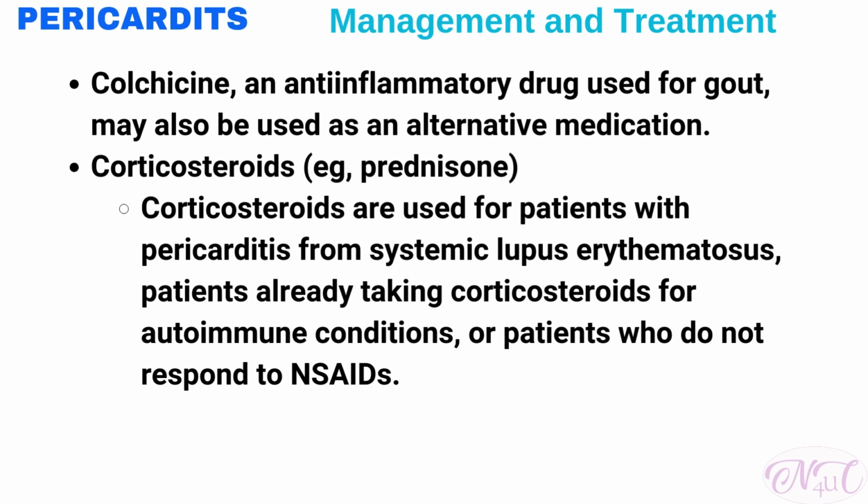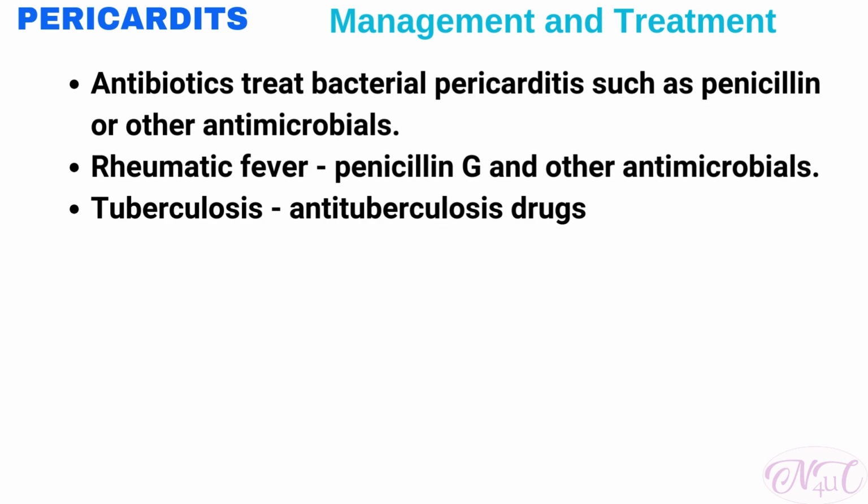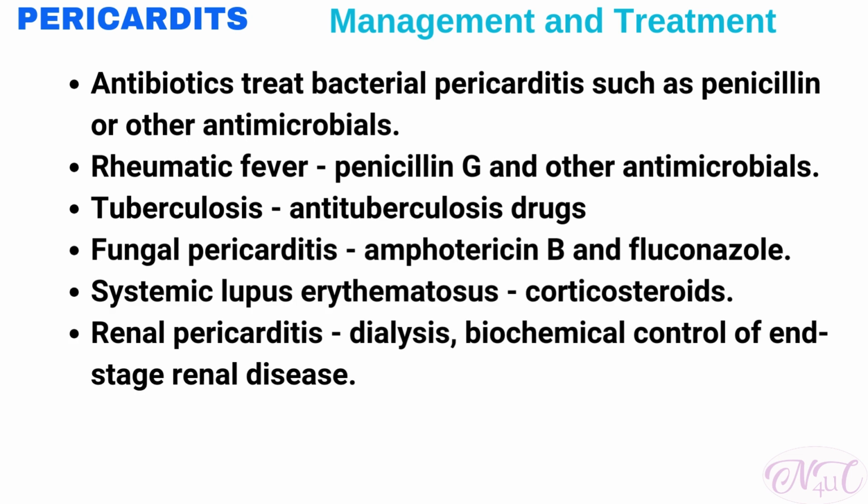Corticosteroids may be prescribed if the pericarditis is severe or if the patient does not respond to NSAIDs. Corticosteroids are used for patients with pericarditis from systemic lupus erythematosus, patients already taking corticosteroids for autoimmune conditions, or patients who do not respond to NSAIDs. Antibiotics such as penicillin or other antimicrobials are used to treat bacterial pericarditis. Rheumatic fever is also treated with penicillin G and other antimicrobials. Tuberculosis is treated with antituberculosis drugs. Fungal pericarditis is treated with amphotericin B and fluconazole.